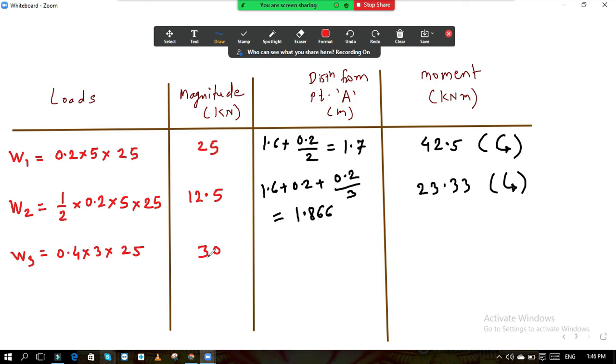So now here 30, and what is the distance? It is 3 by 2.